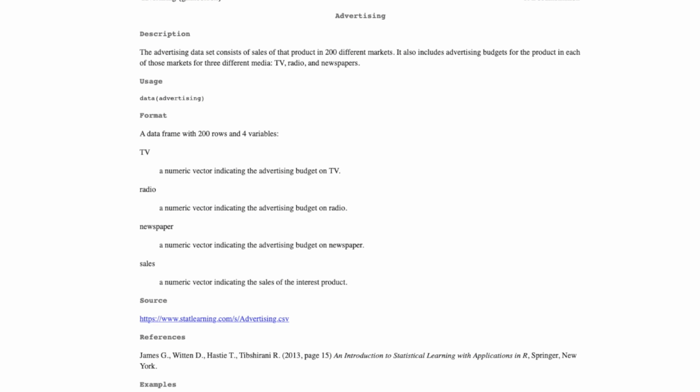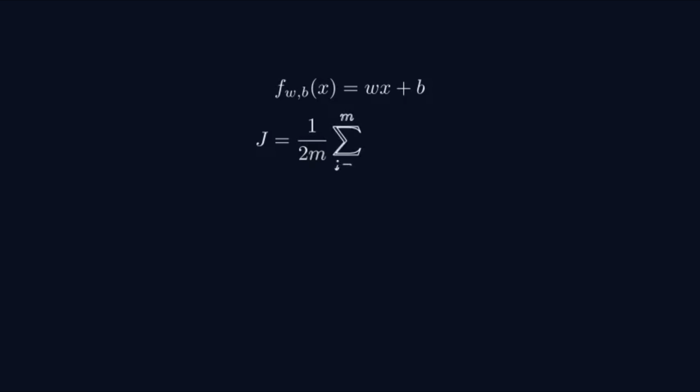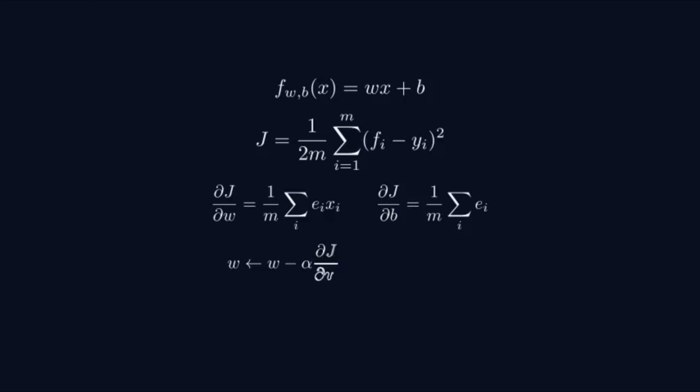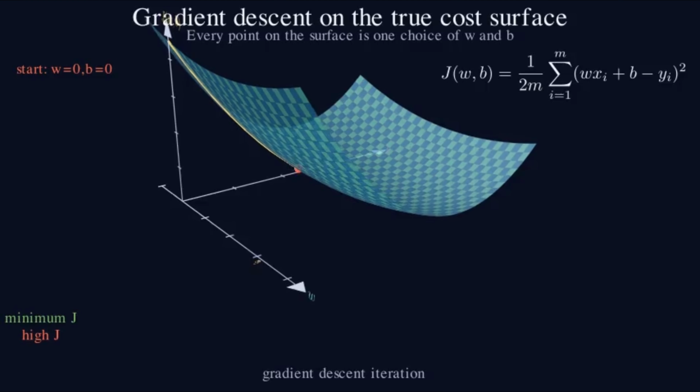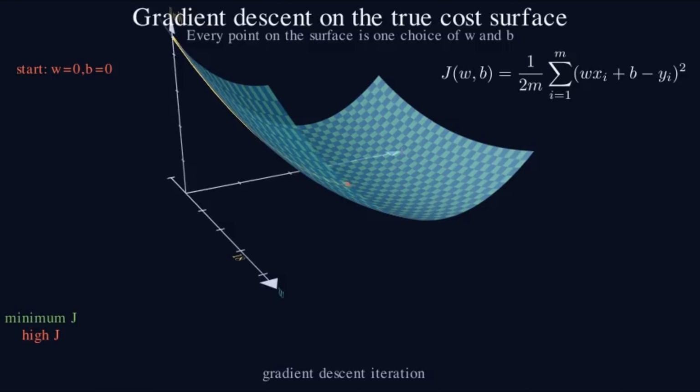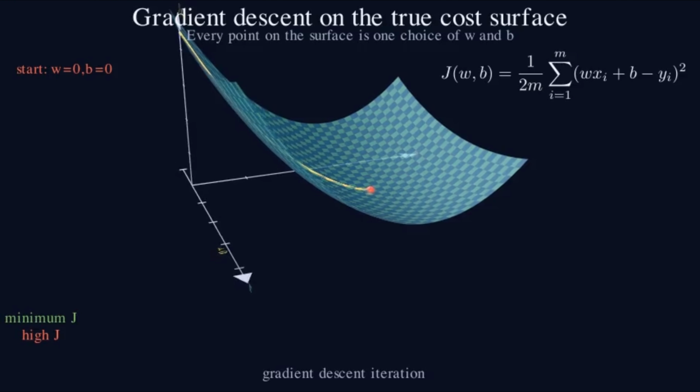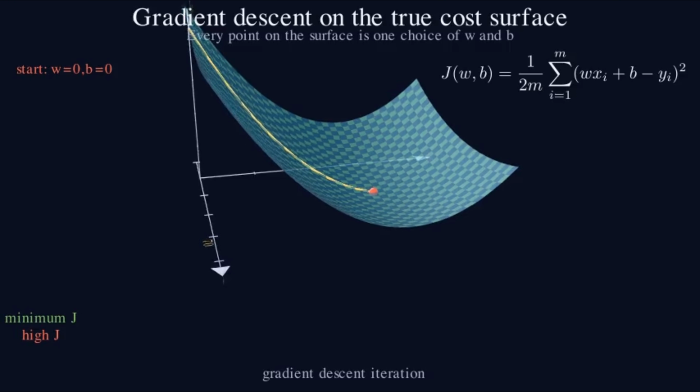So to recap, we started with a dataset of 200 markets. We built a linear model, f of x equals wx plus b. We measured the error using the cost function, so J equals 1 over 2m times the sum of squared errors. Then we repeatedly updated w and b by moving in the opposite direction of the gradient until the cost stopped decreasing. And that is the entire training process.